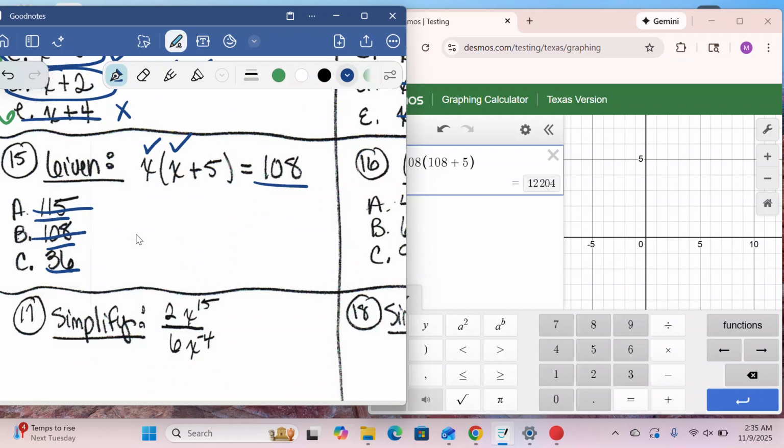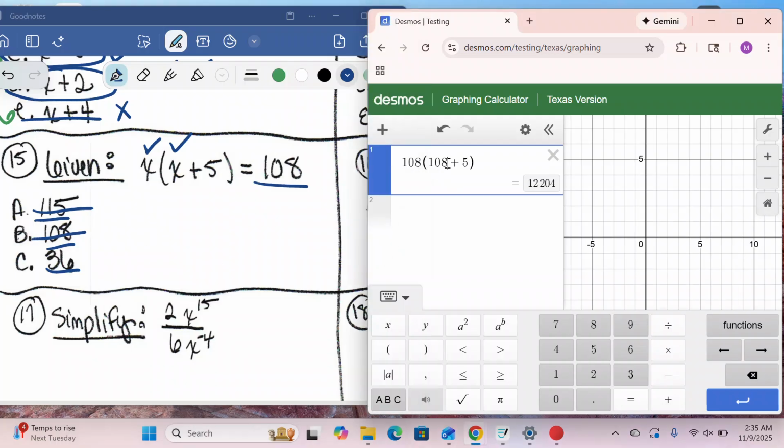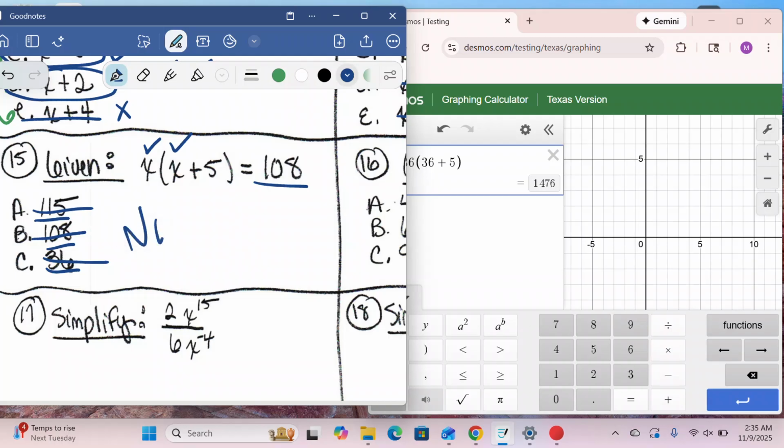And then if I want, I can just click on the 108s and change them to 36. And that gives me 14,700. So this one has no solution. Or we can just say no answer.